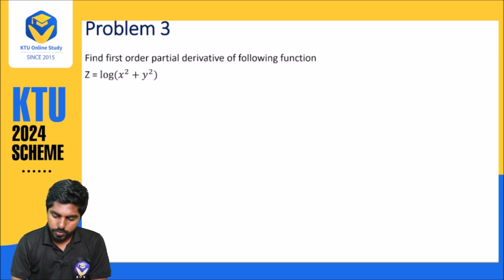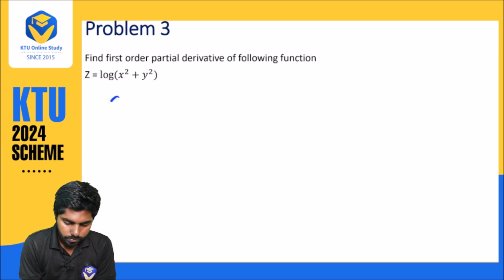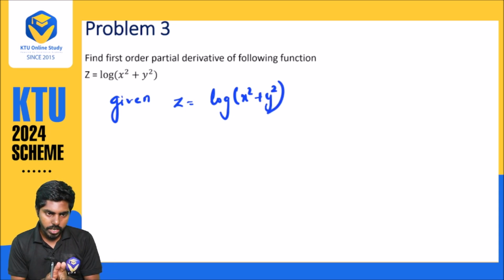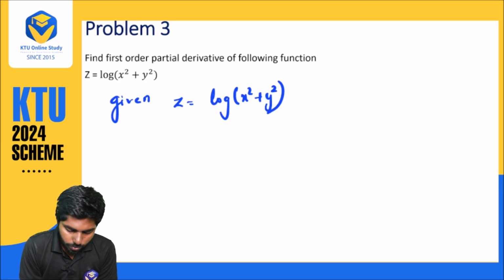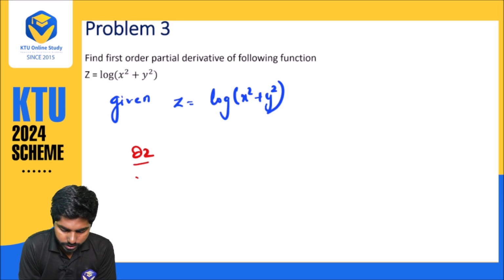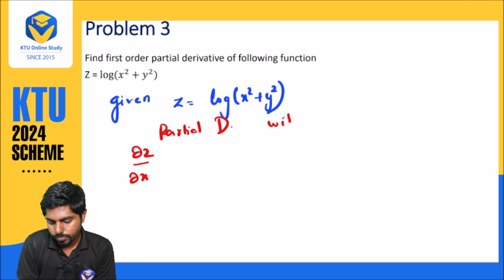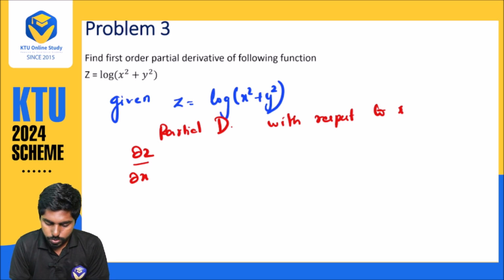See, what they have given is z is equal to log of x square plus y square. What they have asked is to find the first order partial derivative. That means taking the partiality dou z by dou x, the partial derivative with respect to x. So here we should be very careful.